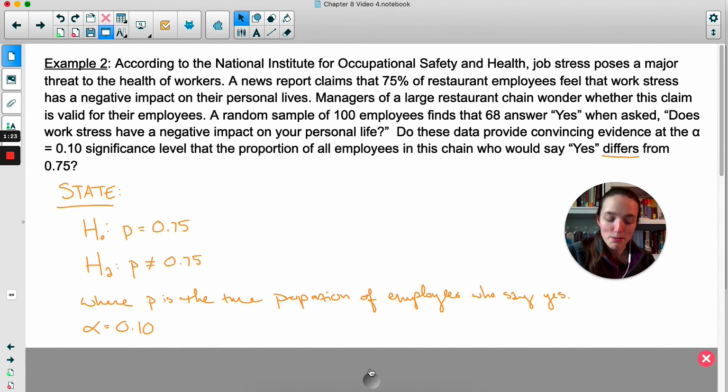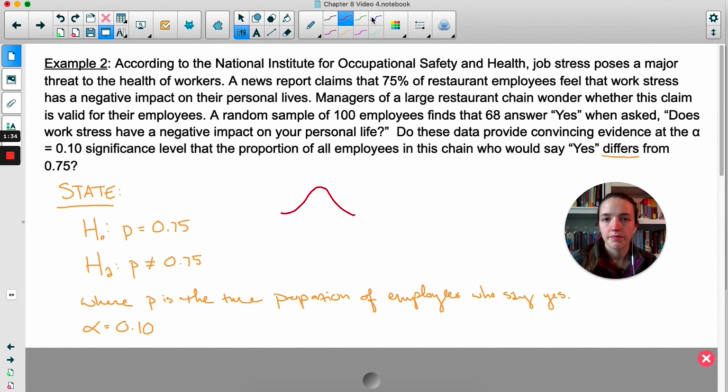Keep in mind what that means in your do step. If your p hat is over here, instead of just looking at this tail for your p-value, you have to look at both tails, because you're looking for the probability that you get your p hat or something more extreme in either direction.